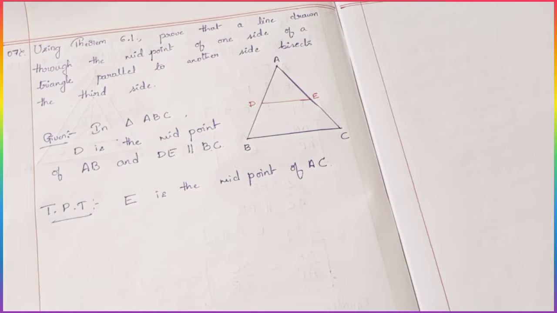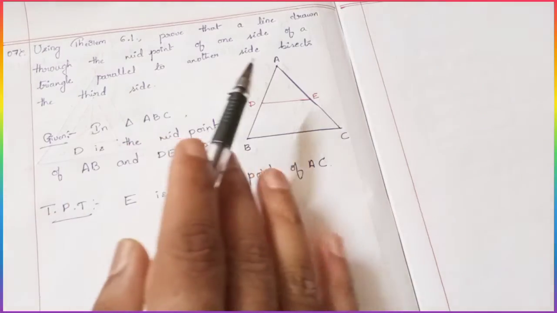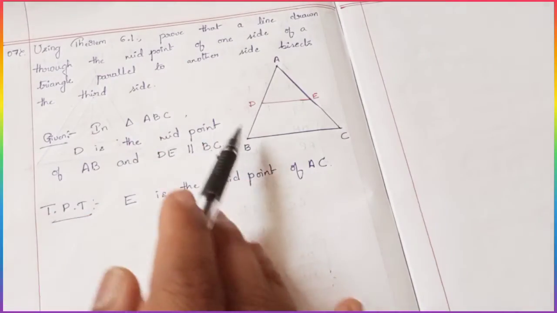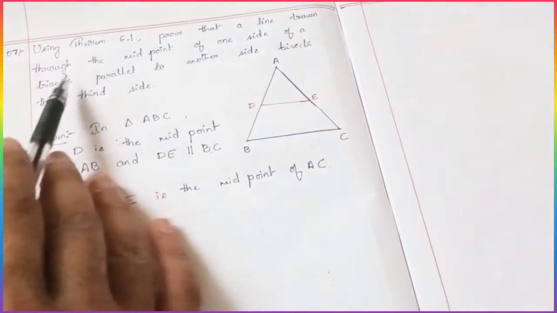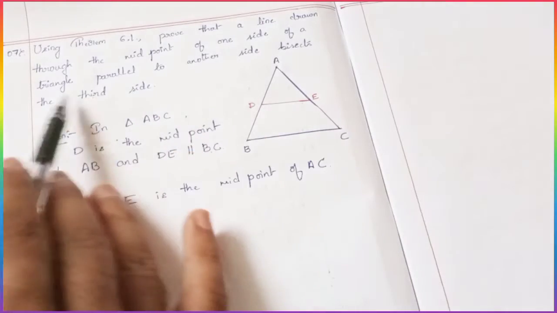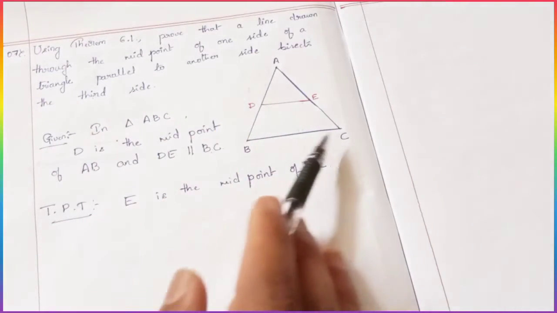Friends, I will repeat the question once again. Prove that a line drawn through the midpoint of one side of a triangle parallel to another side bisects the third side. So with respect to the statement, we need to draw a figure, because they are saying that a line is drawn through the midpoint of one side of a triangle. Which figure do we need to draw? We need to draw the triangle.